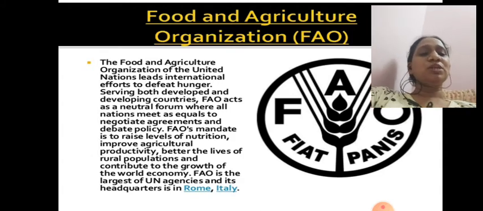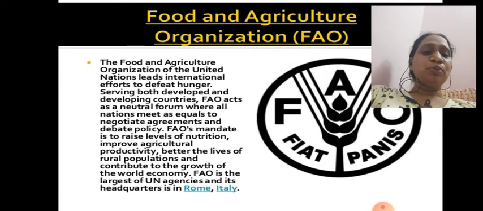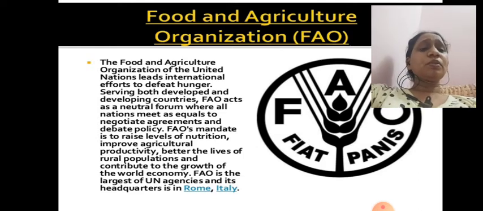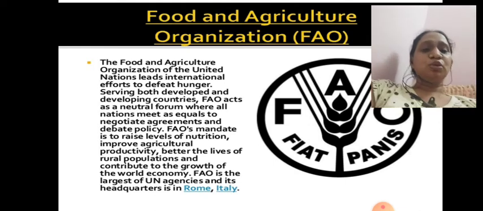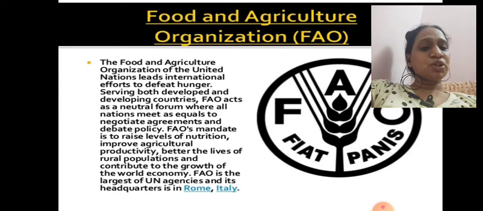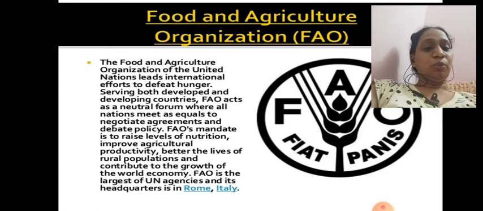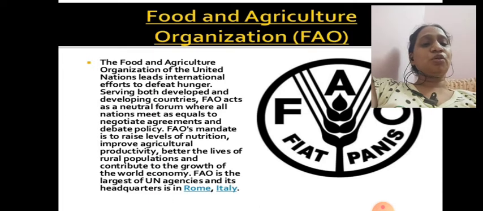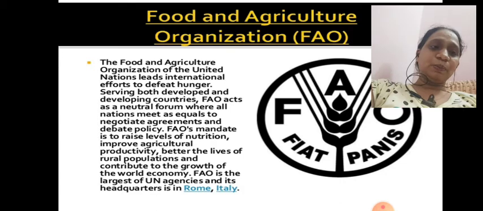FAO's mandate is to raise the level of nutrition, improve agricultural productivity, better the lives of the rural population and contribute to the growth of the world economy. So what is its mission? It is to raise the nutrition level, improve agricultural production and better the lives of the rural population, so that it can contribute to the growth of the world economy. FAO is the largest of the UN agencies and its headquarters is in Rome, that is Italy.